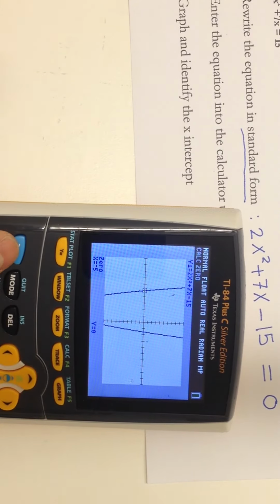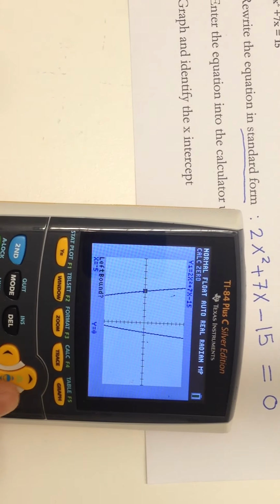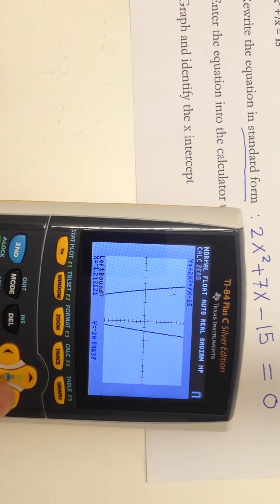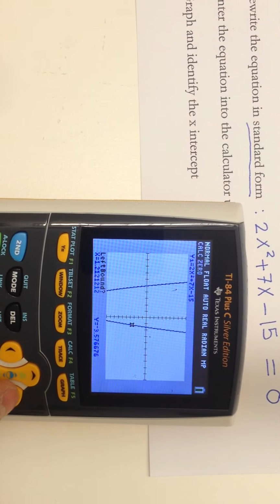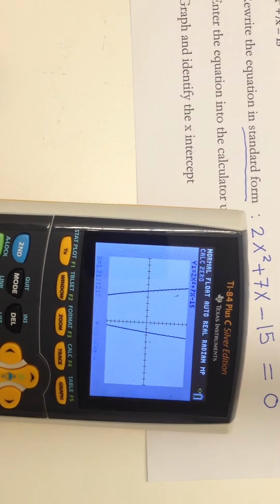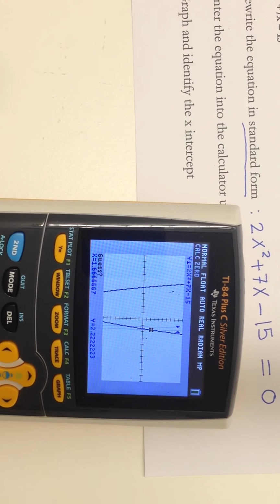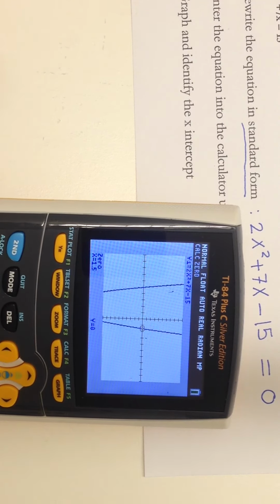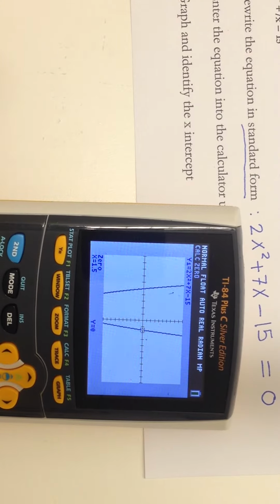Do the same thing: second, trace. I'm looking for the 0, choose option 2. And now I need to toggle this over to this other solution. So keep toggling until you see a blinker show up. There you go. So to the left, yes, that's to the left of that point. To the right of that point is there. And then just hit enter. Another enter when it says guess. And then it has found a second solution for you, which is 1.5.